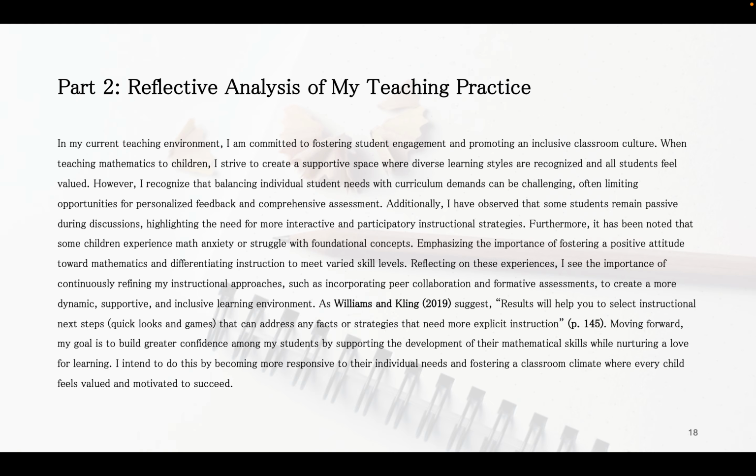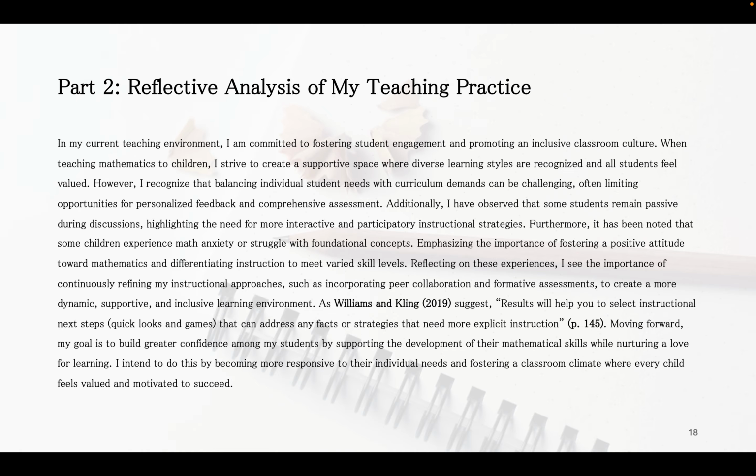Part two of my presentation: reflecting and analyzing my teaching practice. In my current teaching environment, I'm really committed to fostering student engagement and promoting an inclusive classroom culture. In teaching mathematics to children, I strive to create a supportive space where diverse learning styles are recognized and students feel valued. However, I also recognize that balancing individual students' needs with curriculum demands can be challenging, often limiting opportunities for personalized feedback and comprehensive assessment. Additionally, I have observed that some of my students do remain passive during discussions, highlighting the need for more interactive and participatory instructional strategies.